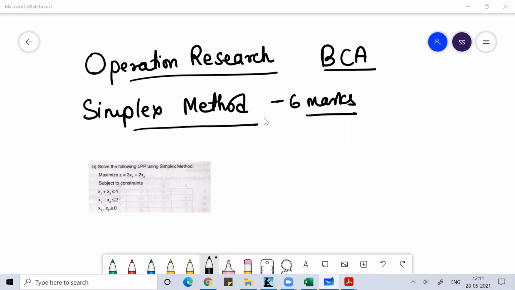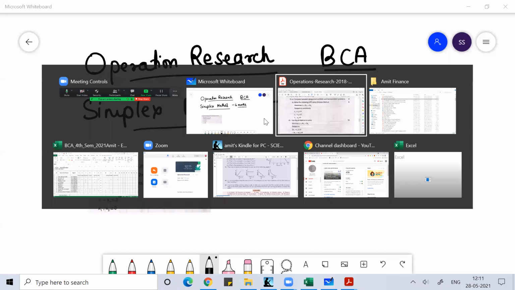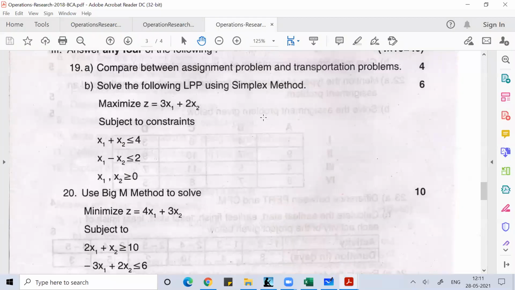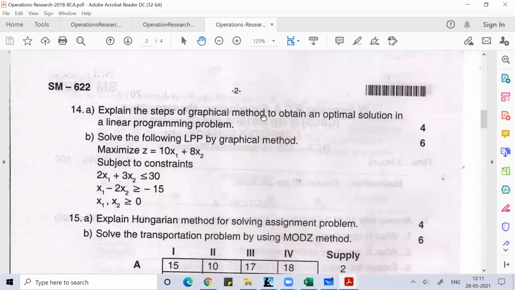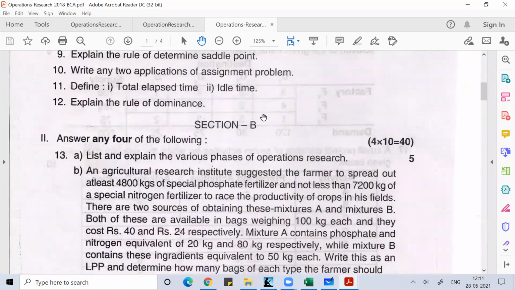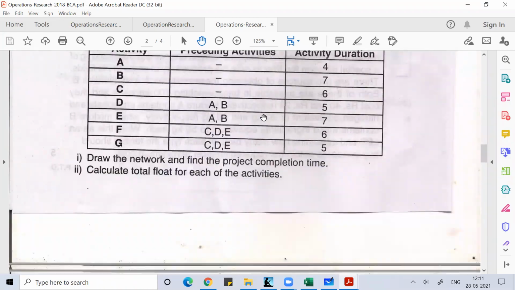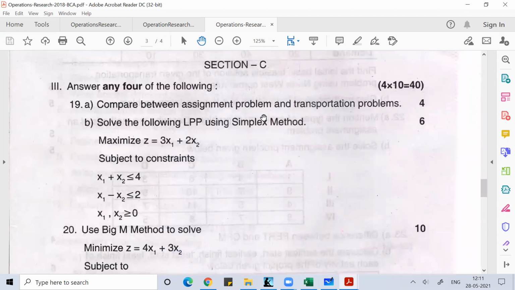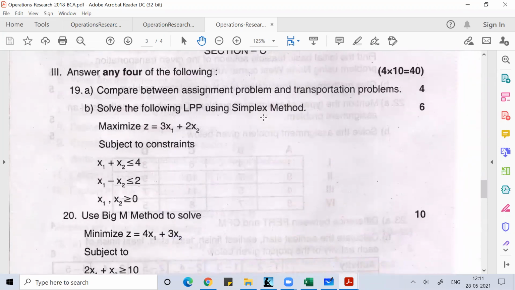So in today's class, we'll discuss this problem, which came in 2018 for 6 marks. I hope you will understand the concept of simplex method from this tutorial, and ultimately that will help you during your exam time.